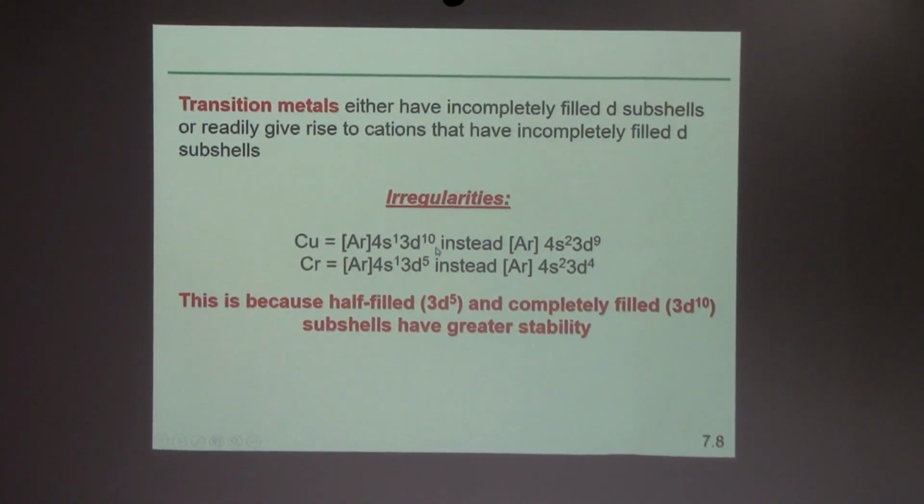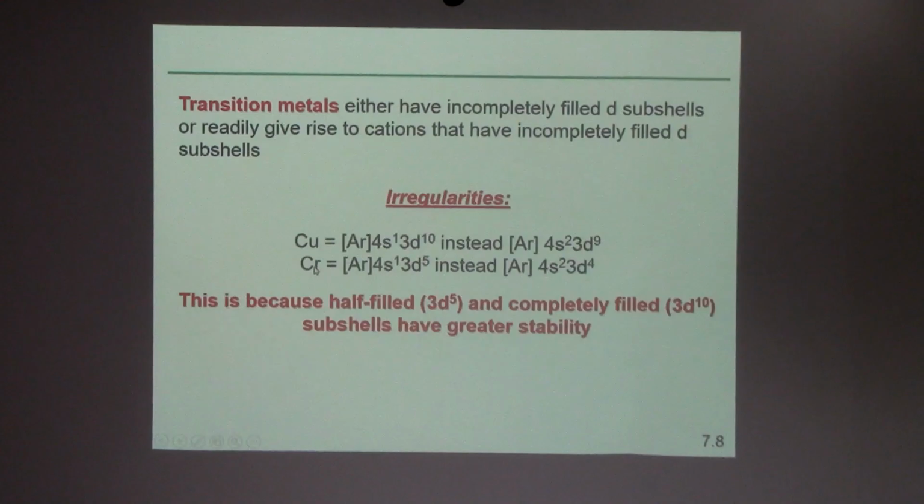Why do you do that? Because it is more stable when you have full d orbitals. Either half-filled or completely filled subshells have greater stability. So we choose argon 4s1 3d10 as the electron configuration of copper.